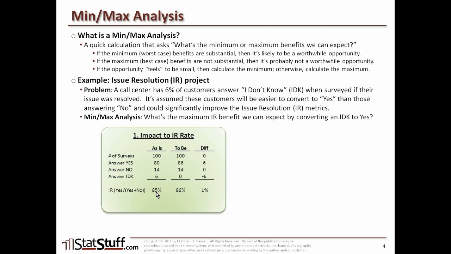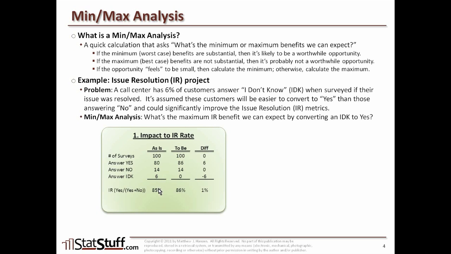But when we started to explore this in the min-max analysis, we actually found something different in how the metric was calculated. From an as-is perspective, we had 100 surveys. In order to get an 85% for the IR rate, there would be 80 people answering yes. We already knew that 6 of them were answering I don't know, because 6% of the customers answered I don't know. That left 14 who answered no. The way they calculated the IR, which was new to us, was that the I don't knows were removed from the calculation.